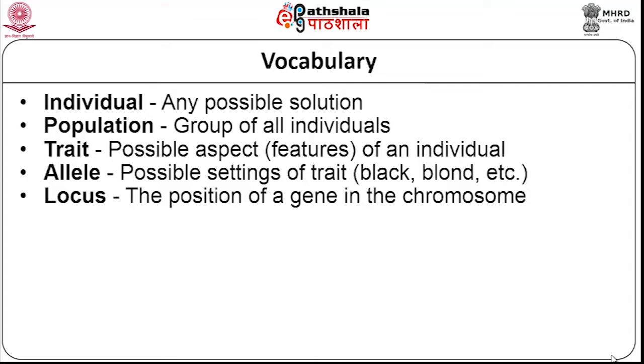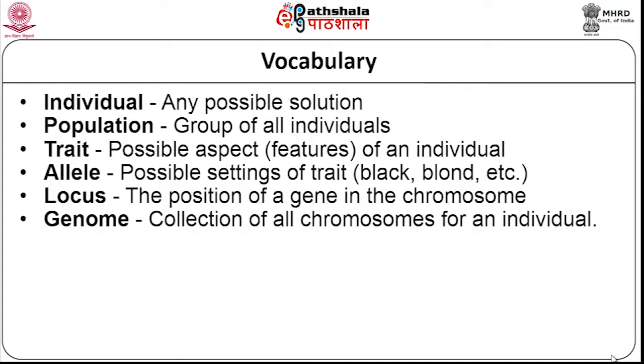And locus is the position of a gene in a chromosome. We will come to that later, we will understand it. And a genome is a collection of chromosomes, or an individual. So, an individual is represented as a genome, or a collection of chromosomes, and the position of a gene in a chromosome is called the locus.